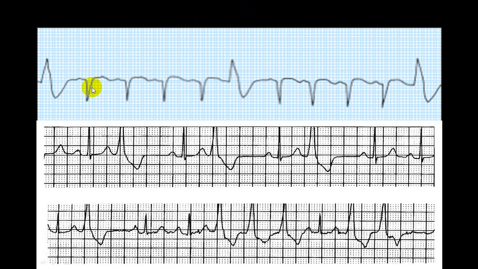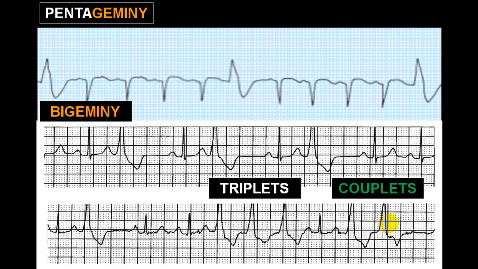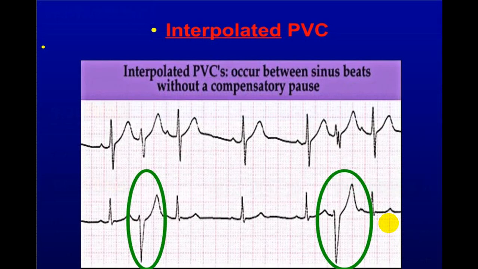Again, you can see here every fifth beat is a ventricular premature beat. So this is called ventricular pentagemini. Here initially it is bigemini, every second beat. So this is a run of bigemini, and then you will have triplets, and this is couplets. So this is pentagemini, this is couplets, this is a bigemini run, and this is triplets. And it is a different focus, so there are multiple ventricular premature beats.